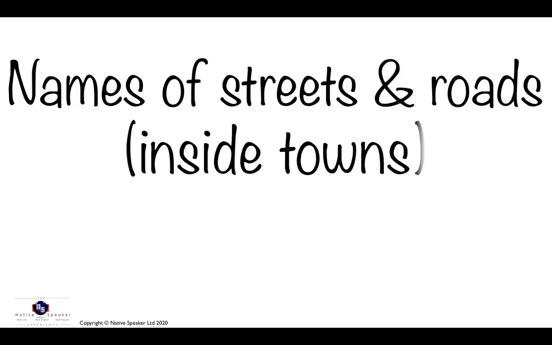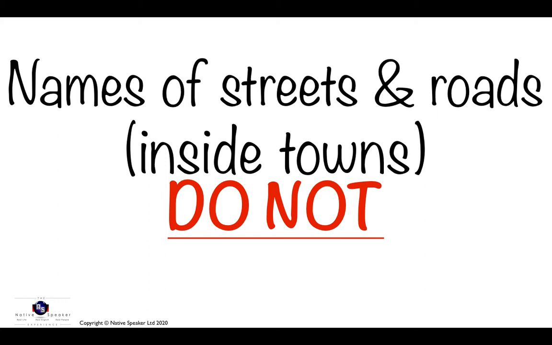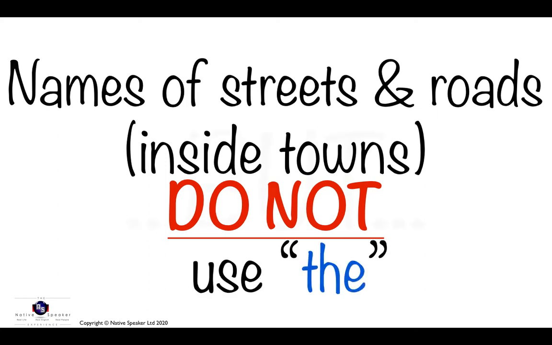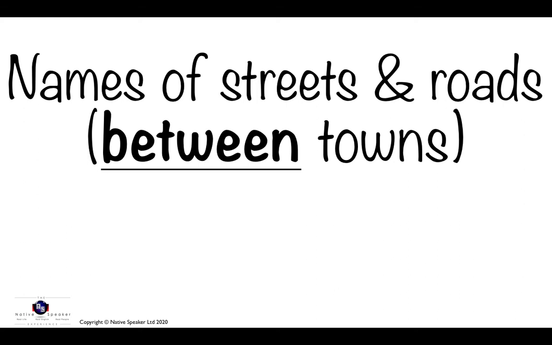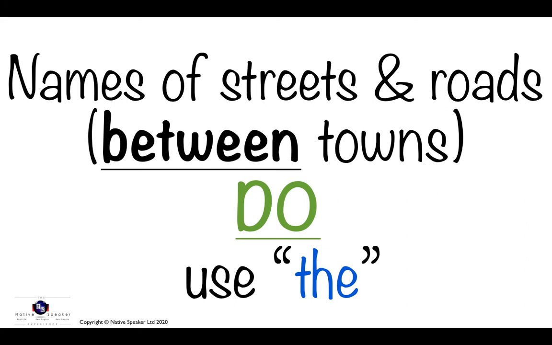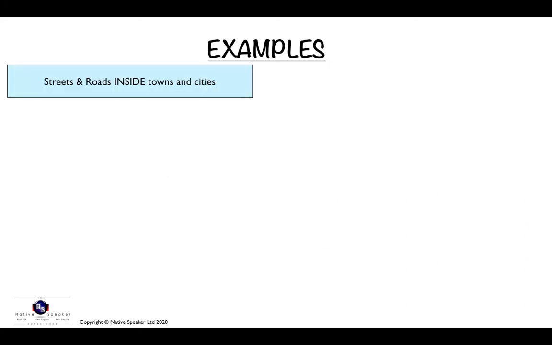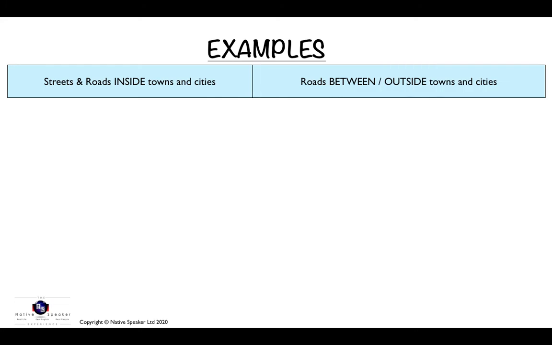Names of streets and roads inside towns do not use the, but names of streets and roads between towns do use the. So let's have a look at some examples. Streets and roads inside towns and cities, and then we have roads between or outside towns and cities. So obviously if it's outside or between a town, it will be called a road.